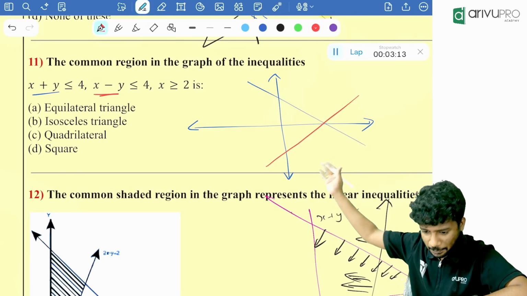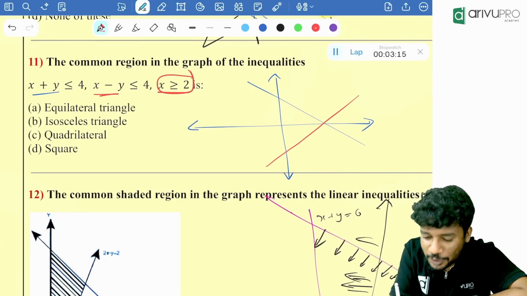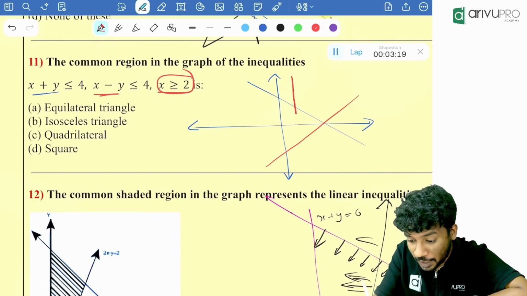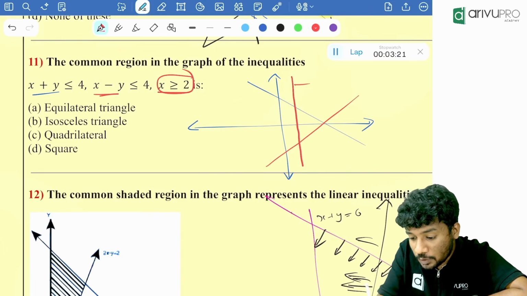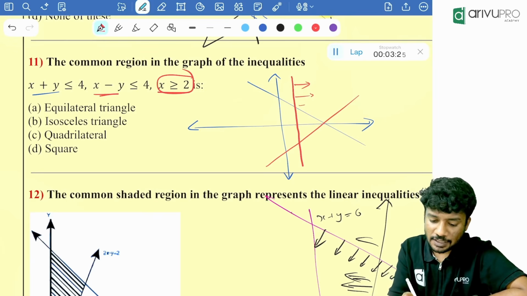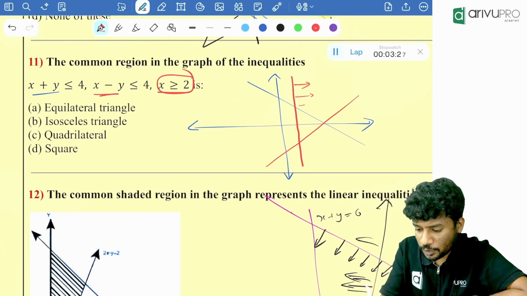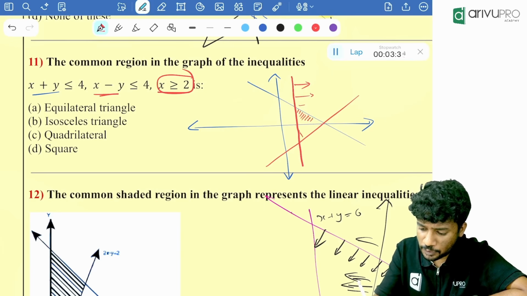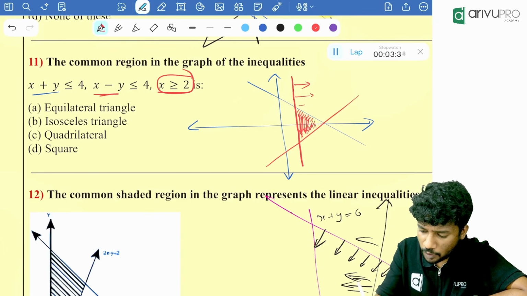Done. Then people, x greater than or equal to 2. Greater than or equal to 2 means the value will be passing through 2 and it will be going this way. Now people, x less than or equal to 4. Less than or equal to means this graph will be going towards the origin. X minus y is less than or equal to 4. That also will be going towards the origin. So the common area will be what? The common area will be a triangle.